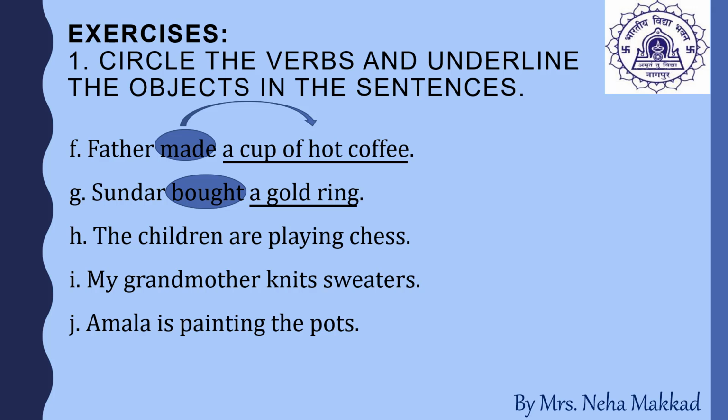The children are playing chess. So here, are playing is the verb and chess is the object. The action of playing is being passed on to the object chess. My grandmother knits sweaters. So here, knits is the verb and sweaters is the object. The action of knitting is being transferred to the object sweaters. Amala is painting the pots. So here, painting is the verb and the pots is the object. The action of painting is being passed on to the pots.